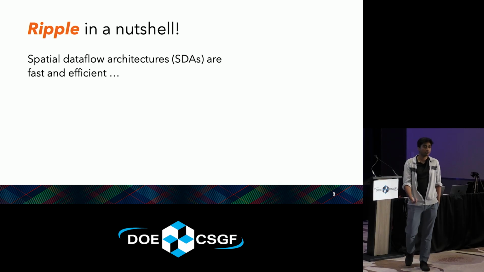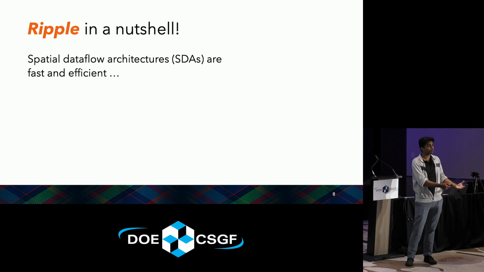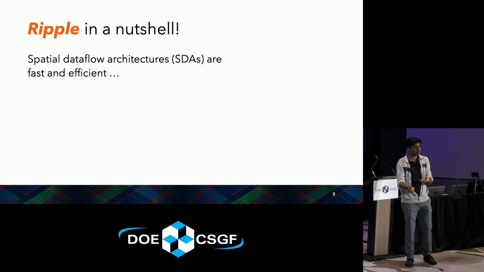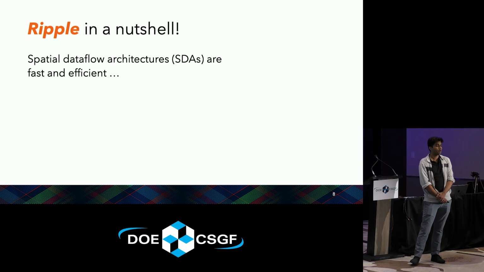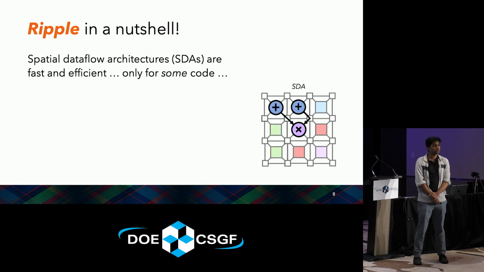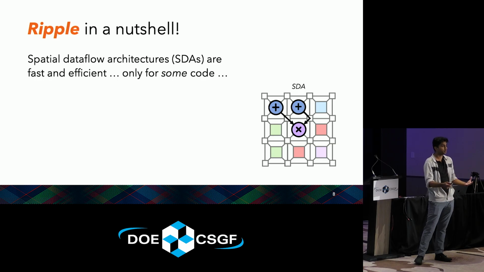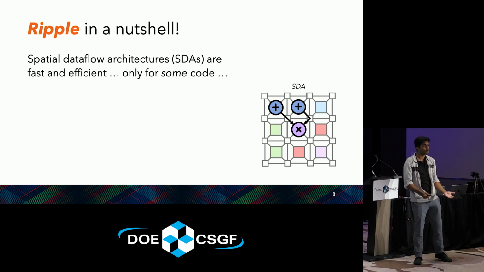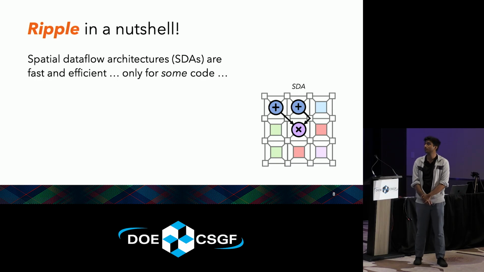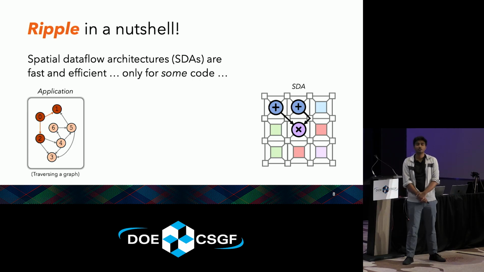To talk about Ripple in a nutshell before we dive into some of the details, the way that this work came about is we saw that SDAs like Riptide were really good at accelerating things like a deep neural network, something dense, something very regular. But if we looked at something that was more complex, it had irregularity, it had to do complex control flow or arbitrary memory access, the code would become bloated and the performance would be slow to the point where it might not fit on the architecture itself.